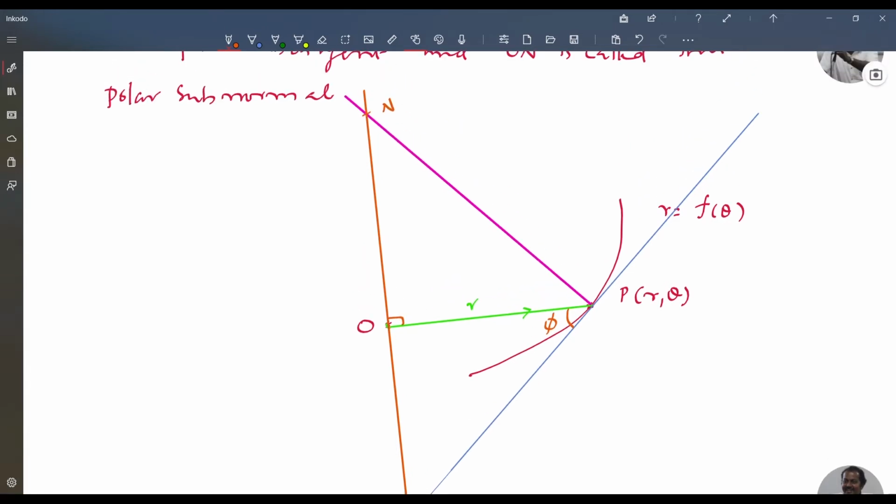Now from triangle OPN, you know that this angle is 90 minus phi. Suppose that this angle is some theta. So from triangle OPN, 90 plus 90 minus phi plus theta equals 180 degrees. So you can cancel 180, and this implies theta equals phi. So this angle is actually equal to phi.